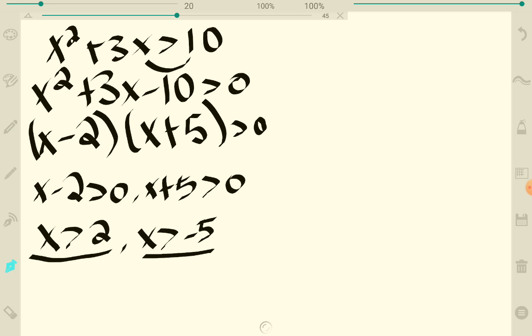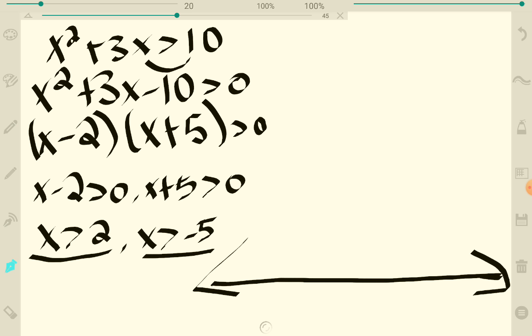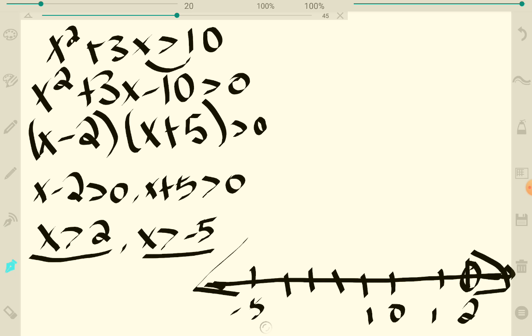And to graph it, we would do, so right here would be negative 5, and this would be 2, and that would be 1, that would be 0, negative 1, and so on. We would basically graph x being greater, and to graph it, we would just need to know that x is greater than 2. So we would do an open circle and just draw an arrow showing that x is greater than 2.